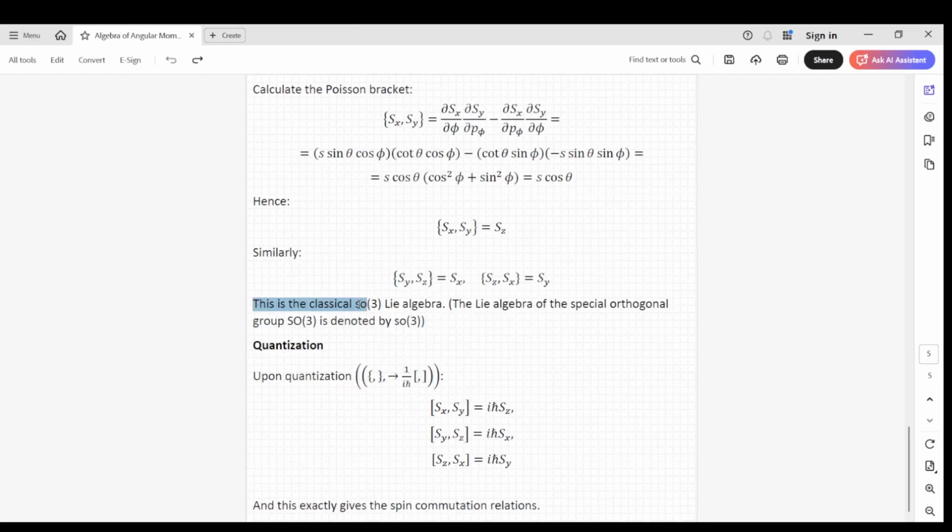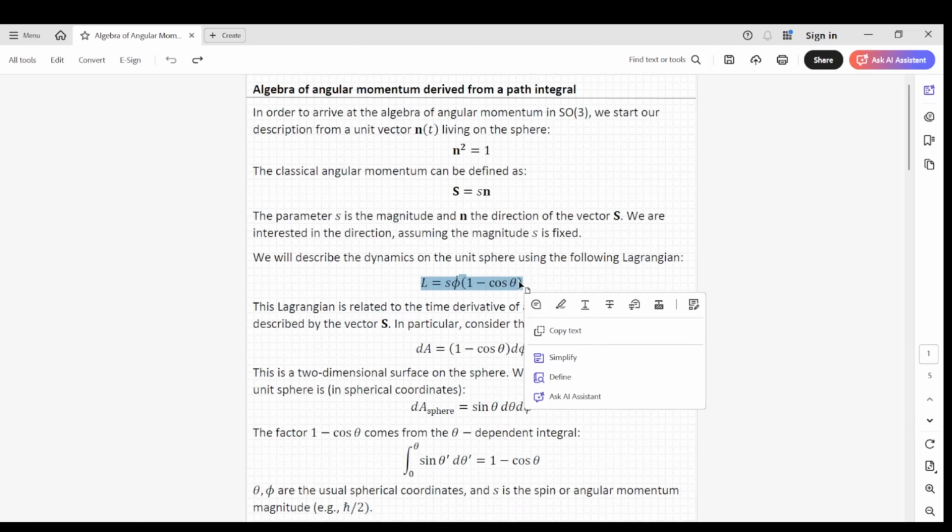Because indeed we get the classical SO(3) Lie algebra. So we get the algebra of angular momentum, basically the algebra of rotations in three dimensions, and that's the algebra of the special orthogonal group SO(3). And this exactly gives the spin commutation relations, or if you want, the angular momentum relations. This is something that I wanted to show you because, in particular, we see that also from the perspective of path integrals. And this is not so obvious, this is not shown in ordinary courses because this is quite advanced.